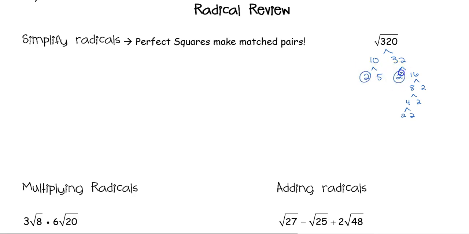So here's a pair of 2s, so that 2 goes to the outside. Here's another pair of 2, so that 2 goes to the outside. Here's another pair of 2, so that 2 goes to the outside. Anything that was not matched up, which would be this 5 right here, is going to stay on the inside of the radical. Any number that you pull out is going to be multiplied together. Any number left over on the inside is going to be multiplied together. So on the outside, we've got 2 times 2 is 4, times 2 is going to give us 8 root 5. So when I break down that radical, root 320, it becomes 8 root 5.